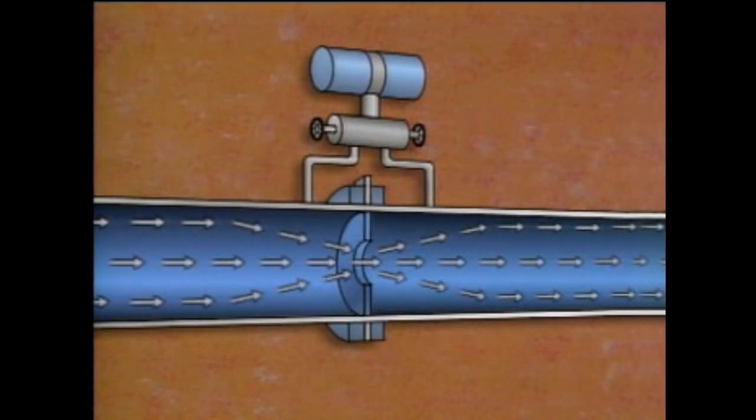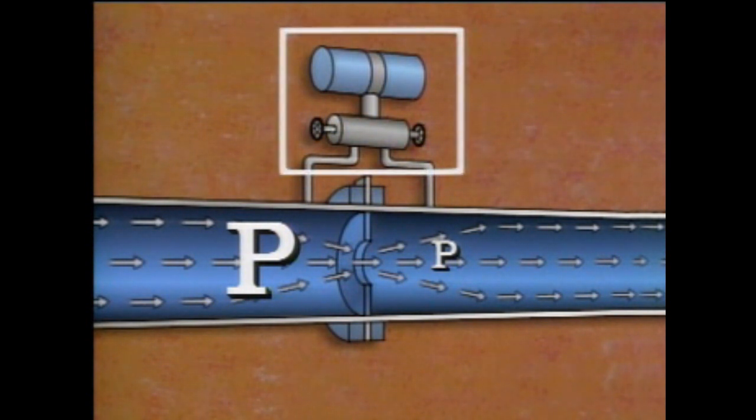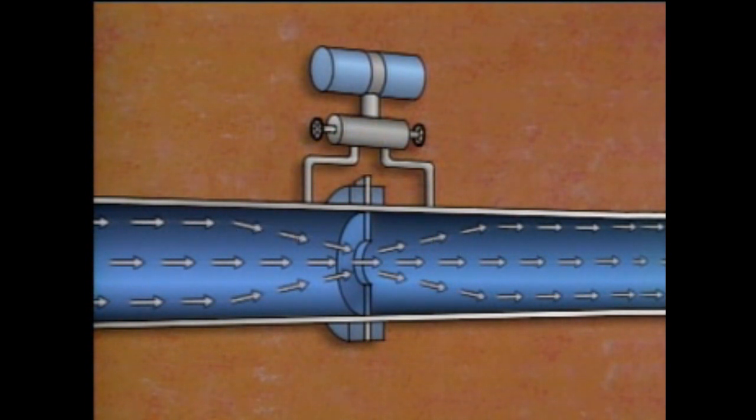When fluid flows through the orifice, the pressure on the upstream side of the plate is greater than the pressure on the downstream side. The difference between the two pressures is proportional to the flow rate of the fluid through the plate. The greater the difference between the two pressures, the greater the flow rate. A differential pressure, or DP cell, measures the difference between the two pressures and converts that value to a flow rate signal. The flow rate signal can be used to provide a local indication, or it can be transmitted to a remote indicating device.